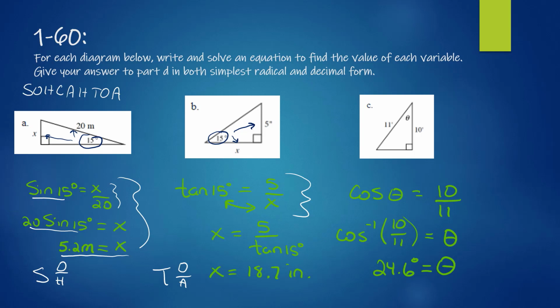And when the variable's in the denominator, you'll see this little arrow here, which means you can just flip the x to the tan 15, and then you can put the tangent 15 on the bottom, which you see right here. Once you type 5 divided by tangent 15 degrees in the calculator, you will have 18.7 inches. And that is the tangent.